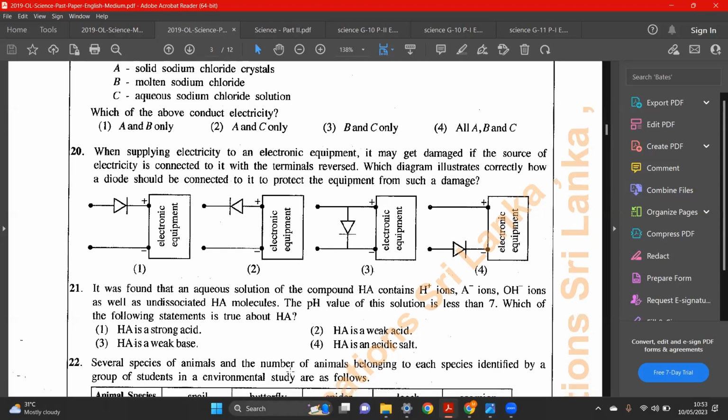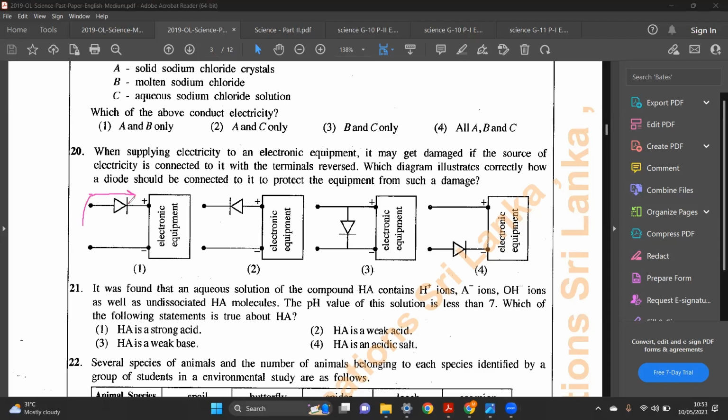Then we move into the 20th one. When supplying electricity to electronic equipment, it may get damaged if it's connected in a reversed manner. Which diagram illustrates correctly how a diode should be connected? If you look at this, you need to have the forward biasing. That is the correct way of connection. This is how you connect it. Only then can the electricity travel through.